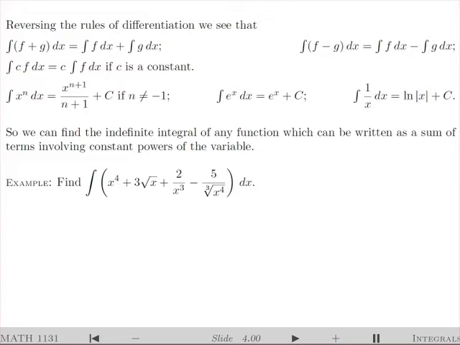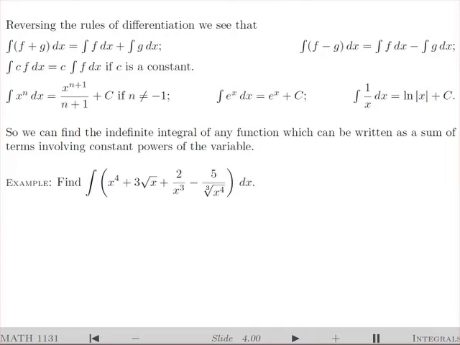And then we have some rules for specific types of functions. We know that the derivative of e to the x is e to the x, so the general antiderivative of e to the x will be e to the x plus c. Of course, the most basic rule of differentiation is the power rule. And by reversing that, we get the power rule for antiderivatives. The general antiderivative of x to the n is x to the n plus 1 over n plus 1 plus c. There is a caveat to this. This works only if n is not equal to negative 1, because if n is equal to negative 1, n plus 1 is 0 and I cannot divide by 0.